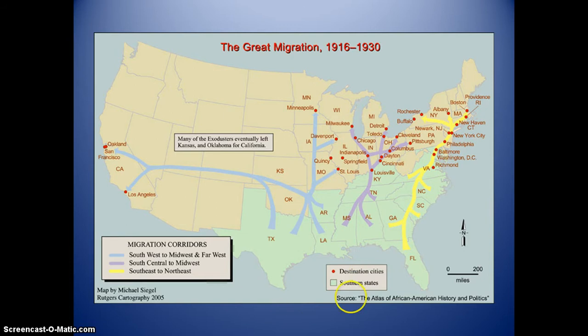Some typical routes: you can see a lot of people from this area would have moved up the eastern seaboard. People from the Deep South, Mississippi, Alabama, would have moved to the Midwest. And then out in Louisiana, Texas, and Arkansas, people moved a little bit further into the Midwest.